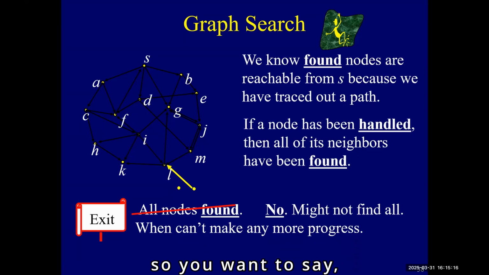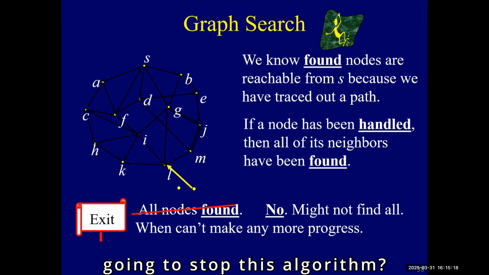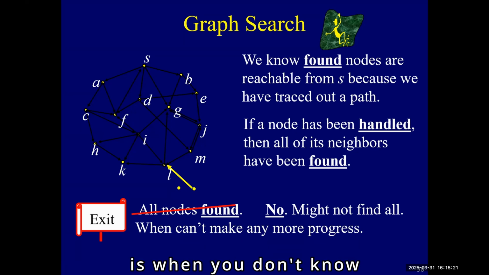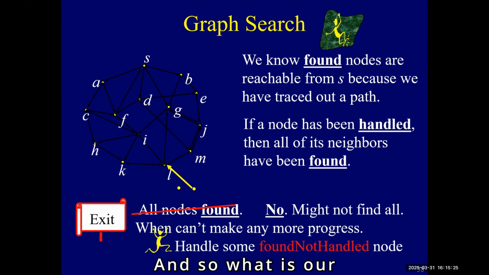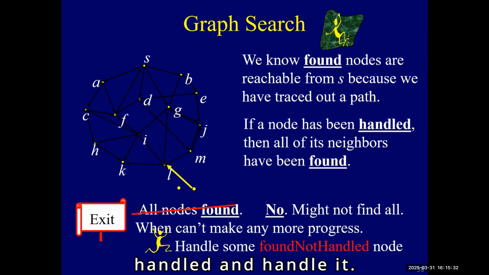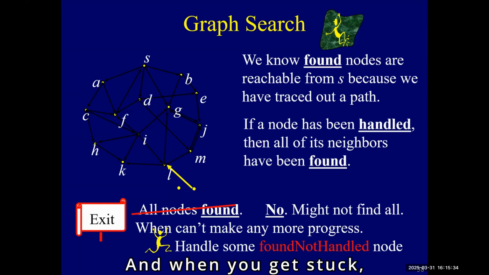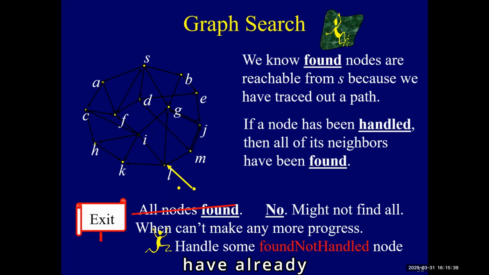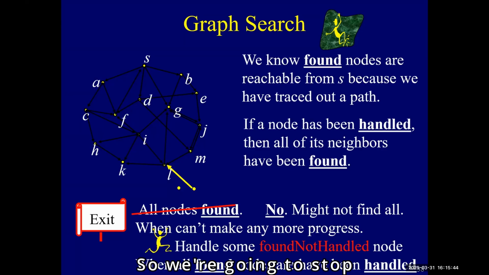So when are we going to stop this algorithm? One time to stop is when you don't know what to do anymore, when you get stuck. And so what is our algorithm? It is to take a node that you have found but haven't handled, and handle it. And when do you get stuck? When all the nodes that have been found have already been handled. That's when you get stuck. So we're going to stop when all found nodes have been handled.